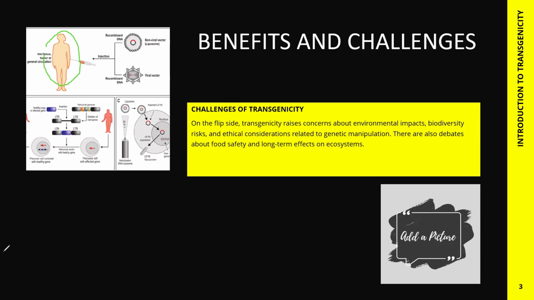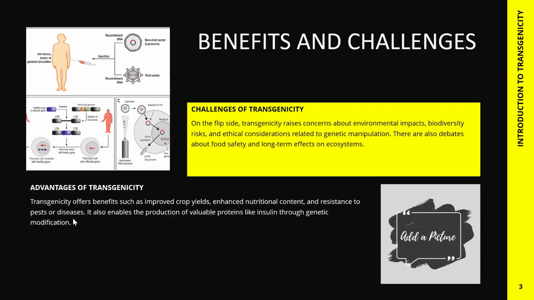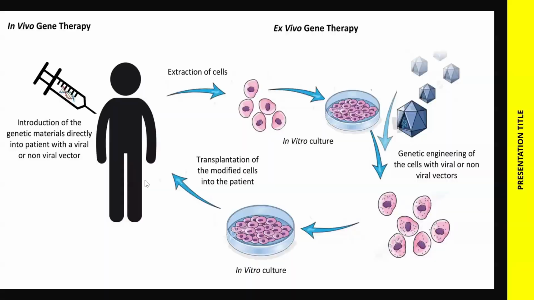And then what are the benefits? The advantages of transgenicity are that it improves crop yields, and it also enhances nutritional content and resistance to pests or disease. It also enables the production of valuable proteins like insulin through genetic modification. So these are the benefits and the challenges of transgenicity, and this is how it exactly works.